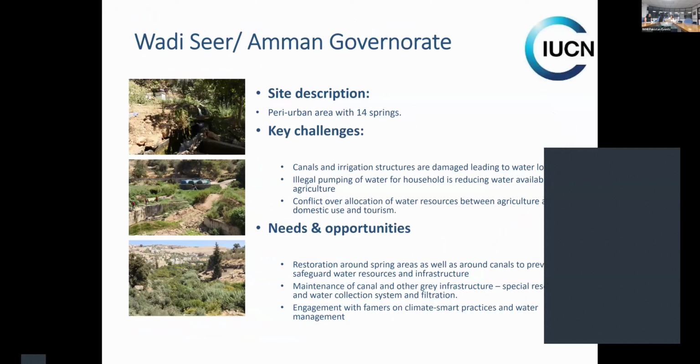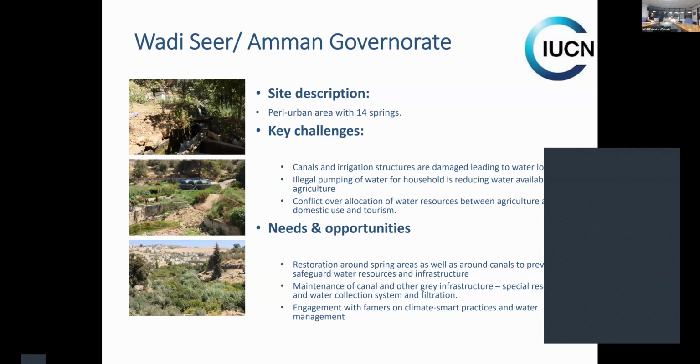Wadi is a very urban area with 14 springs, as we mentioned before, and the main challenges here in Wadi, mainly in the project locality, are that canals and irrigation structures are damaged, leading to water loss, and also the illegal pumping of water for households is reducing water availability for agriculture, and there is a conflict over allocation of water resources between agriculture, domestic use and tourism.